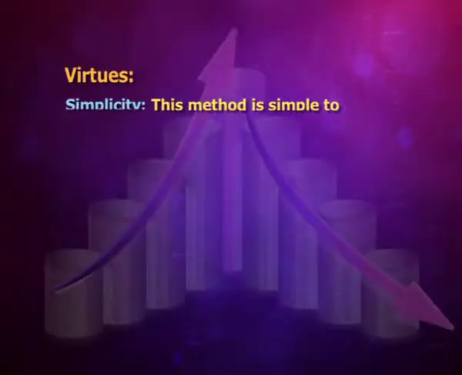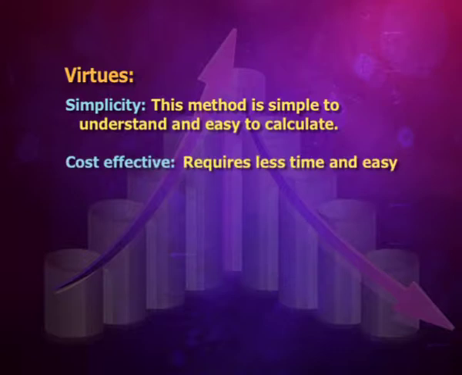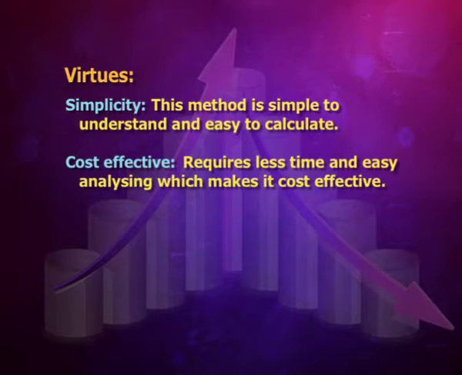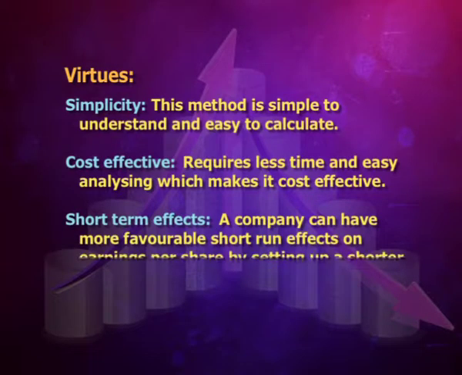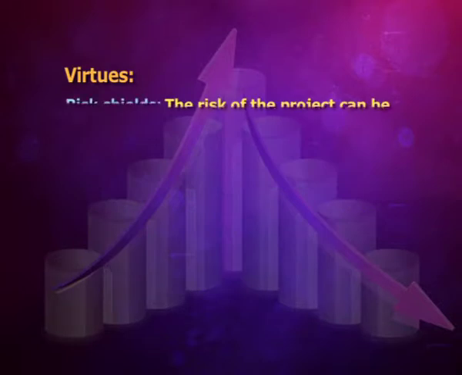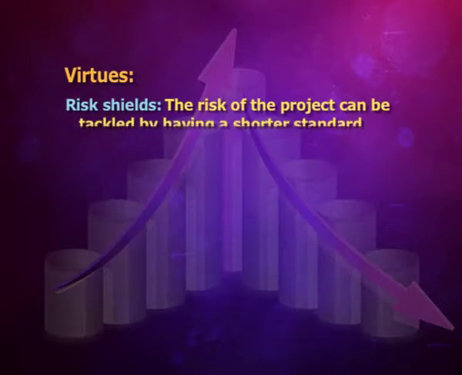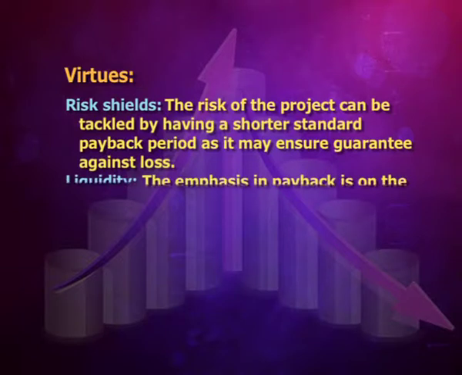First, simplicity. This method is simple to understand and easy to calculate. It is cost effective, requires less time and easy analyzing, which makes it more cost effective. Short-term effects. A company can have more favorable short-run effects on earnings per share by setting up a shorter standard payback period. Risk shields. The risk of the project can be tackled by having a shorter standard payback period, as it may ensure guarantee against loss.